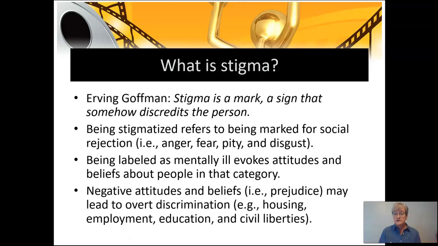Negative attitudes and beliefs, in the social psychology world we call that prejudice, and that's a broadly applied term that you can use if you're talking about racism, if you're talking about sexism, any kind of prejudiced grouping. So those are attitudes and beliefs. They may or may not lead to actual overt discrimination. And when we talk about mental illness stigma, what we're really going to focus our attention on this semester is the fact that people with mental illness face housing discrimination, employment discrimination, educational disparities, and violations of their civil liberties, including voting discrimination and so on.